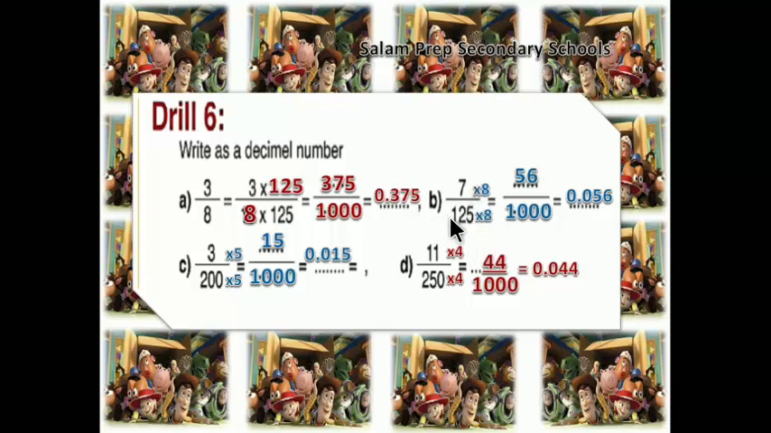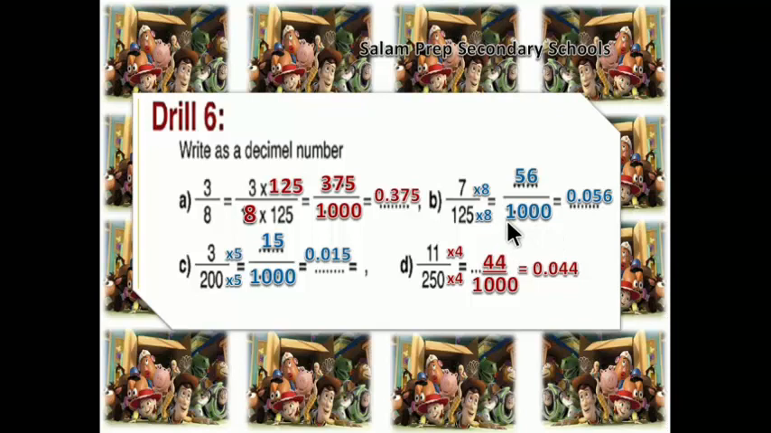7 over 125. We can multiply 125 times 8 equal 1000. 7 times 8 equal 56. This is a proper fraction. There is no whole number, okay? We will put 0. In the decimal part, we can write. Take care when you write the decimal part. 56 over 1000.